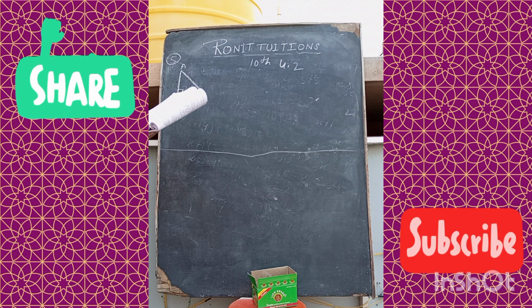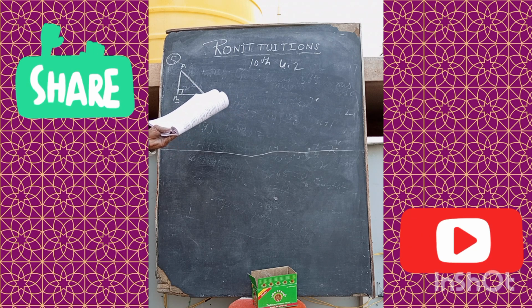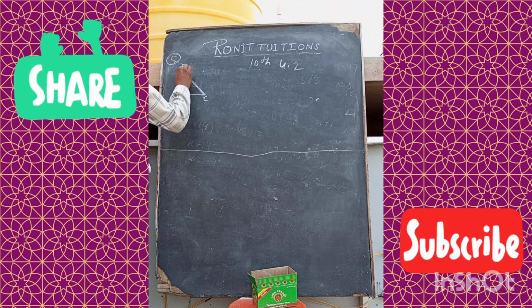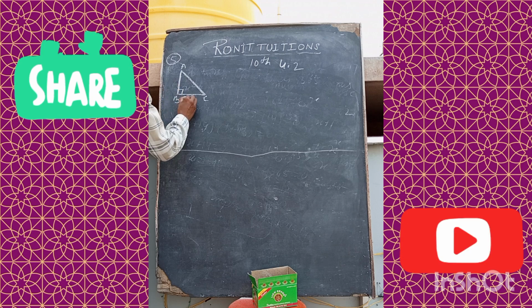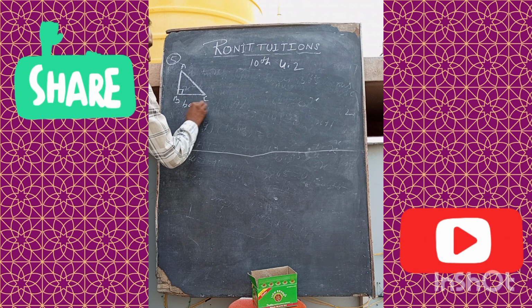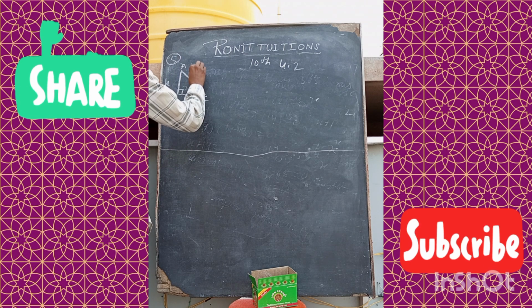The altitude of the right angle triangle is 7 centimeter less than the base. This is called the altitude. Altitude means the height. So it is 7 centimeter less than the base. Suppose this is the base, this is the altitude, and this is the hypotenuse.